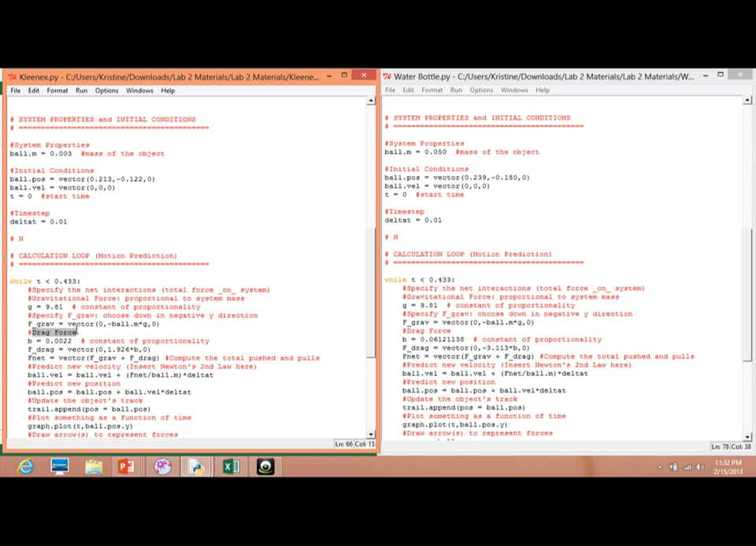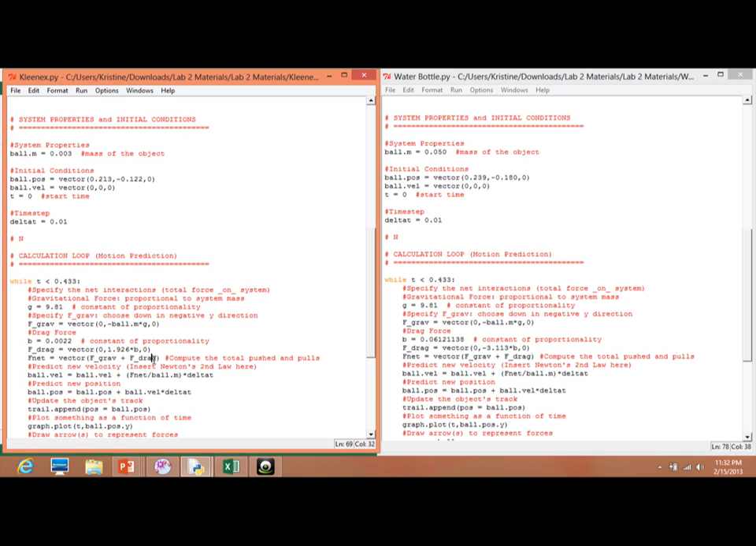I am not showing the code without drag, since it is exactly the same, only a few lines are commented out. The force of drag equals the vector 0, velocity times b, 0, and the velocity is found using data from tracker: final position minus initial position divided by the total time. This shows that the net force equals the force due to gravity plus the force due to drag.